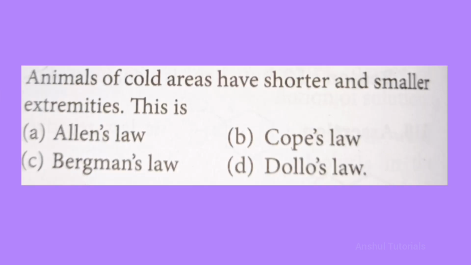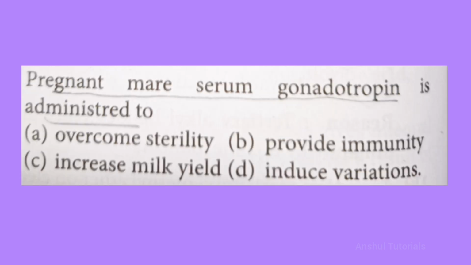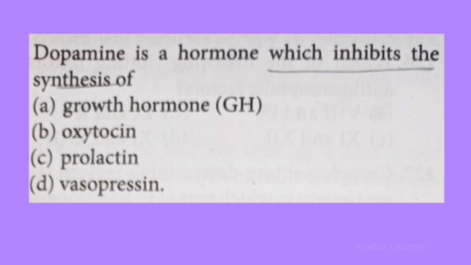And the next question: animals of cold areas have shorter and smaller extremities, this is, so the correct answer is option A, that is Allen's law. And pregnant mare serum gonadotropin is administered to, so the correct answer is option A, that is overcome sterility. Dopamine is a hormone which inhibits the synthesis of, so the correct answer is option C, that is prolactin.